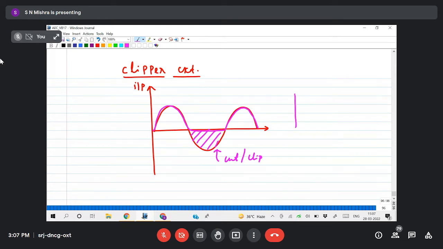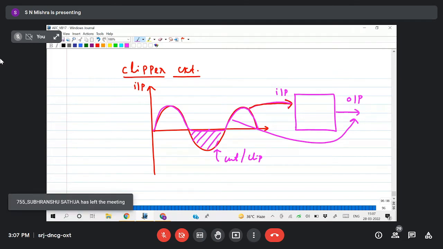So I'll design one circuit where the red one is the input and the pink one is the output. Right? So the red one is the input and the pink one is the output. In that process, we are cutting or clipping some portion of the signal. Here the full negative half cycle is cut. So this circuit is called a clipper circuit. Understood?